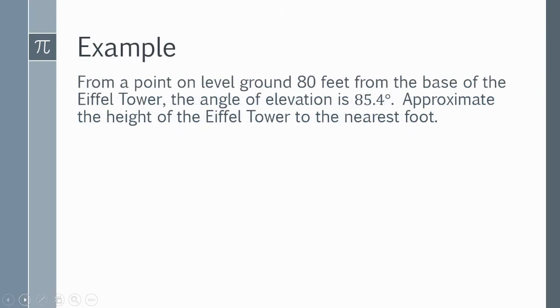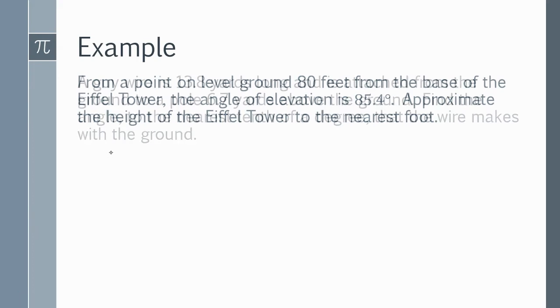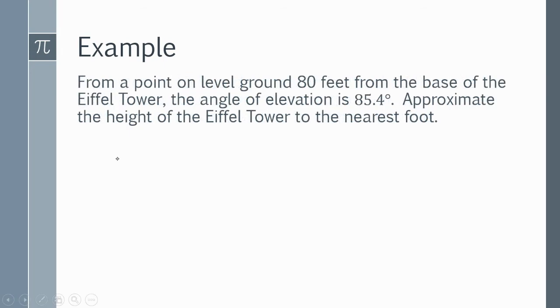So it says, from a point on level ground 80 feet from the base of the Eiffel Tower, the angle of elevation is 85.4 degrees. Approximate the height of the Eiffel Tower to the nearest foot. So we're always going to want to start off with a picture of a right triangle.